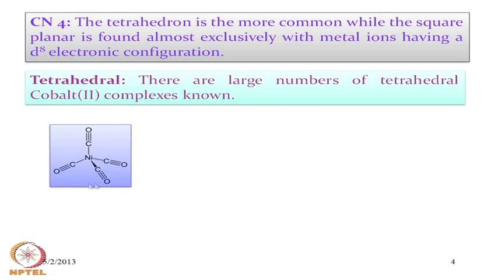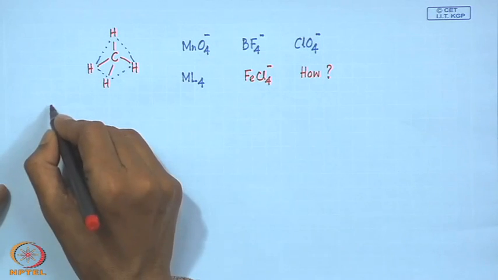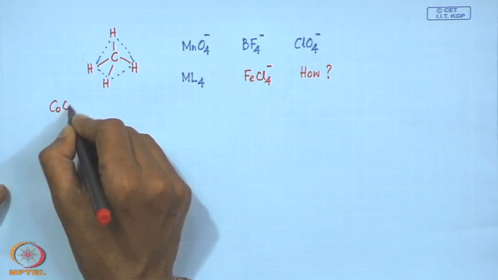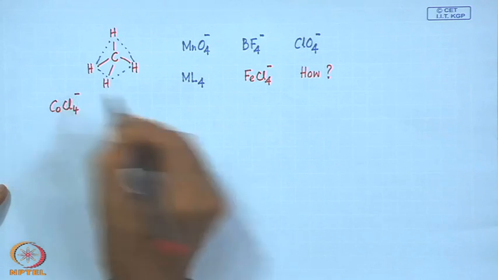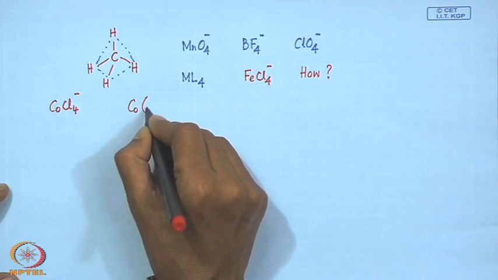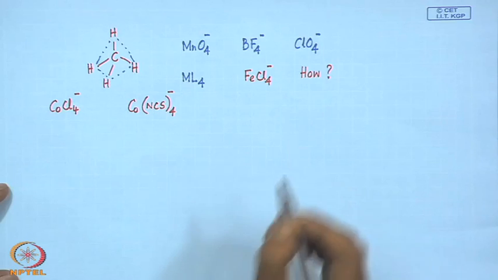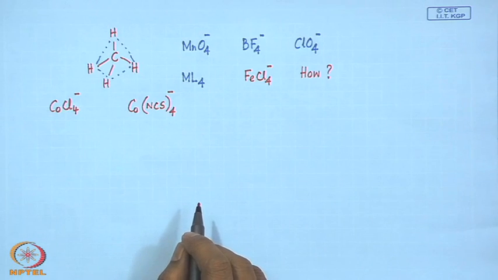And the well known example, we know the corresponding tetracarbonyl nickel, which is tetrahedral in structure. Also we can have the corresponding cobalt. This FeCl4 minus also we have seen similarly. CoCl4 is also tetrahedral in nature, and the cobalt tetrathiocyanate anion is also tetrahedral in structure.